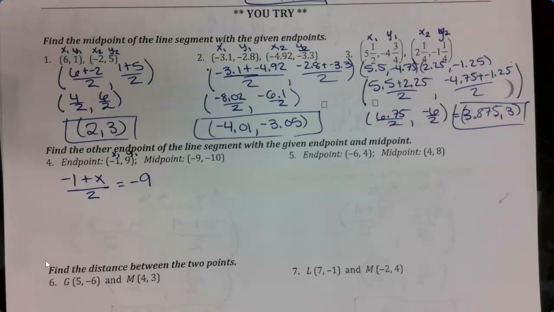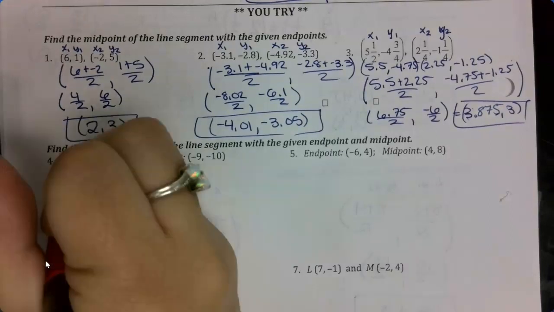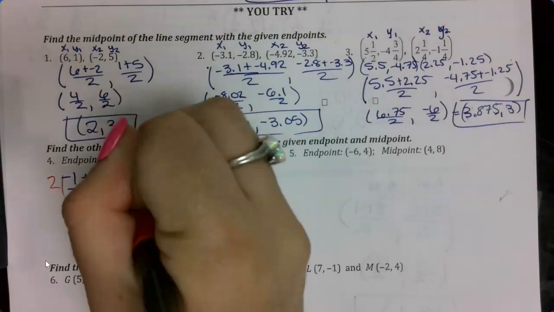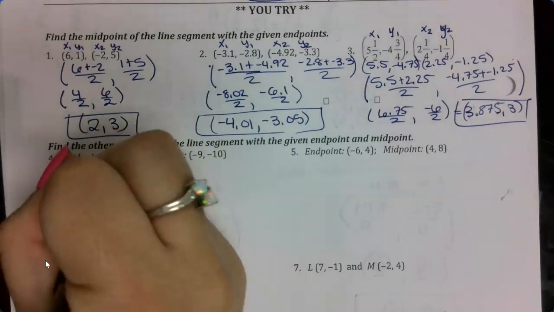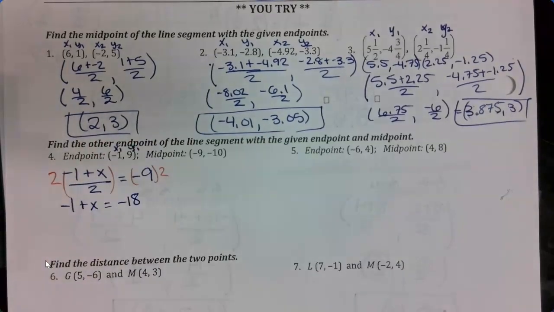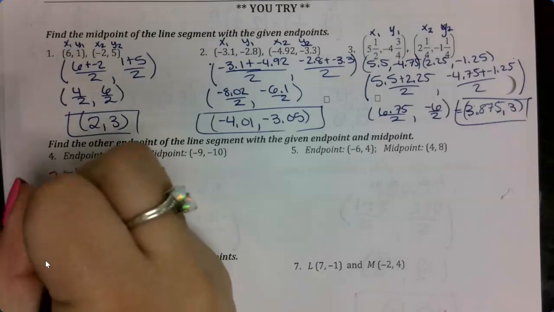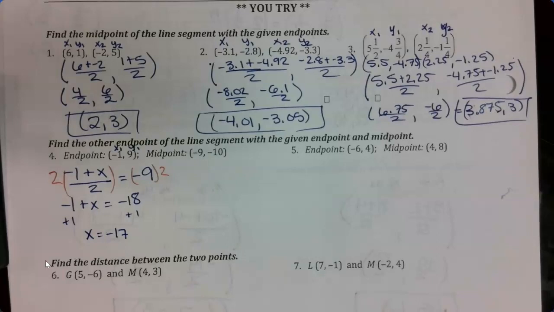Okay, so this is just an algebra problem that I need to solve. First, because everything is being divided by 2, I want to multiply both sides by 2. So I end up with -1 plus x equals -18. And then how do I get x alone? So I get x equals -17.